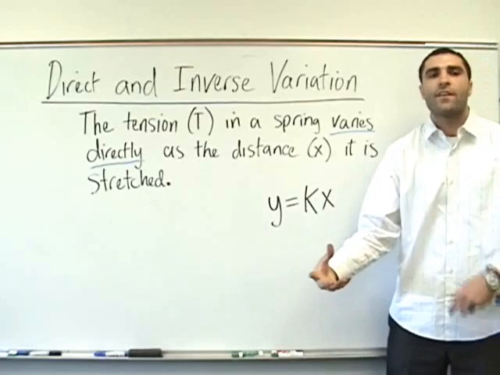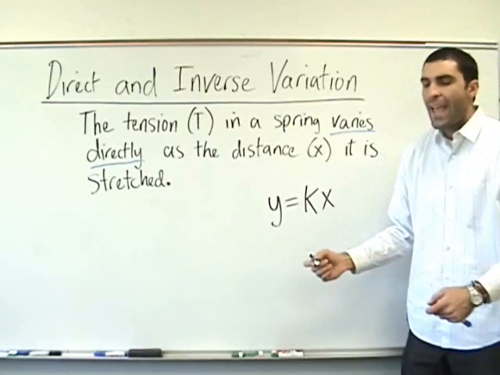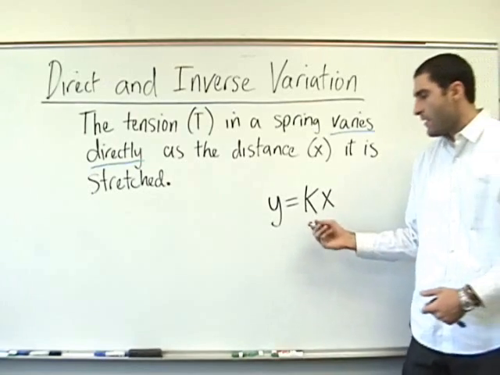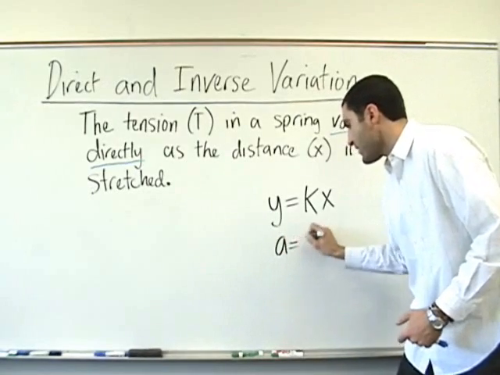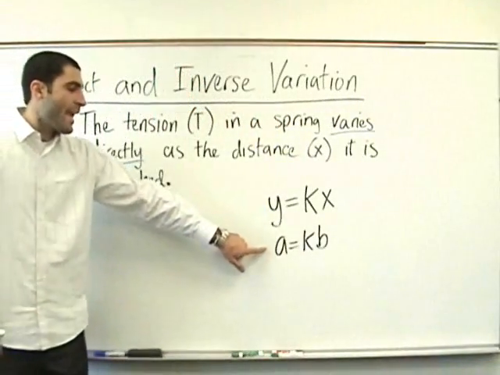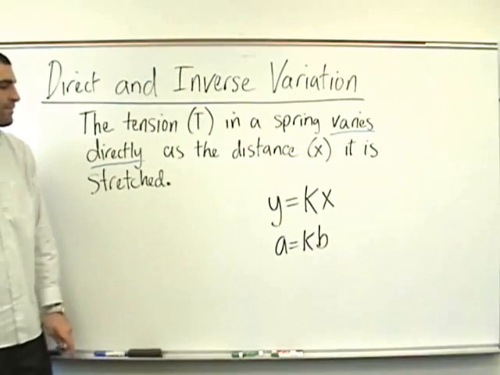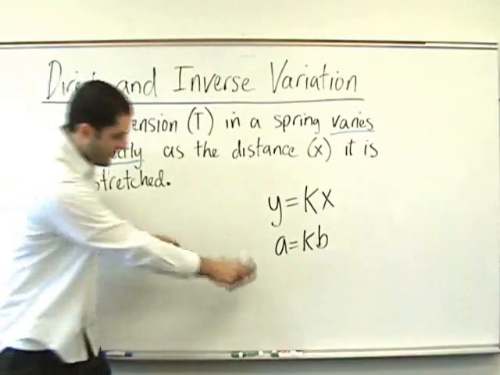If I said a varies directly as b, what would your formula be? A varies directly as B. A equals kb. Yeah, A equals kb. This would be A varies directly as B, or A is proportional to B. Okay? So now, we'll leave that there.